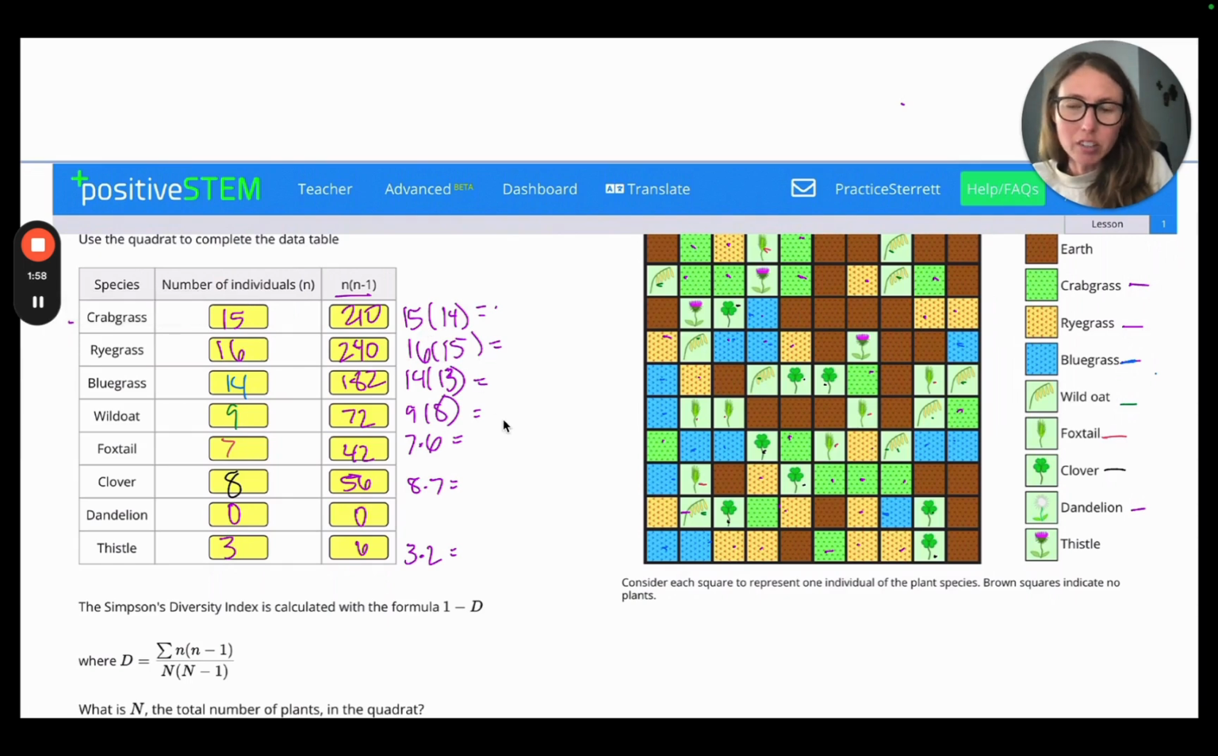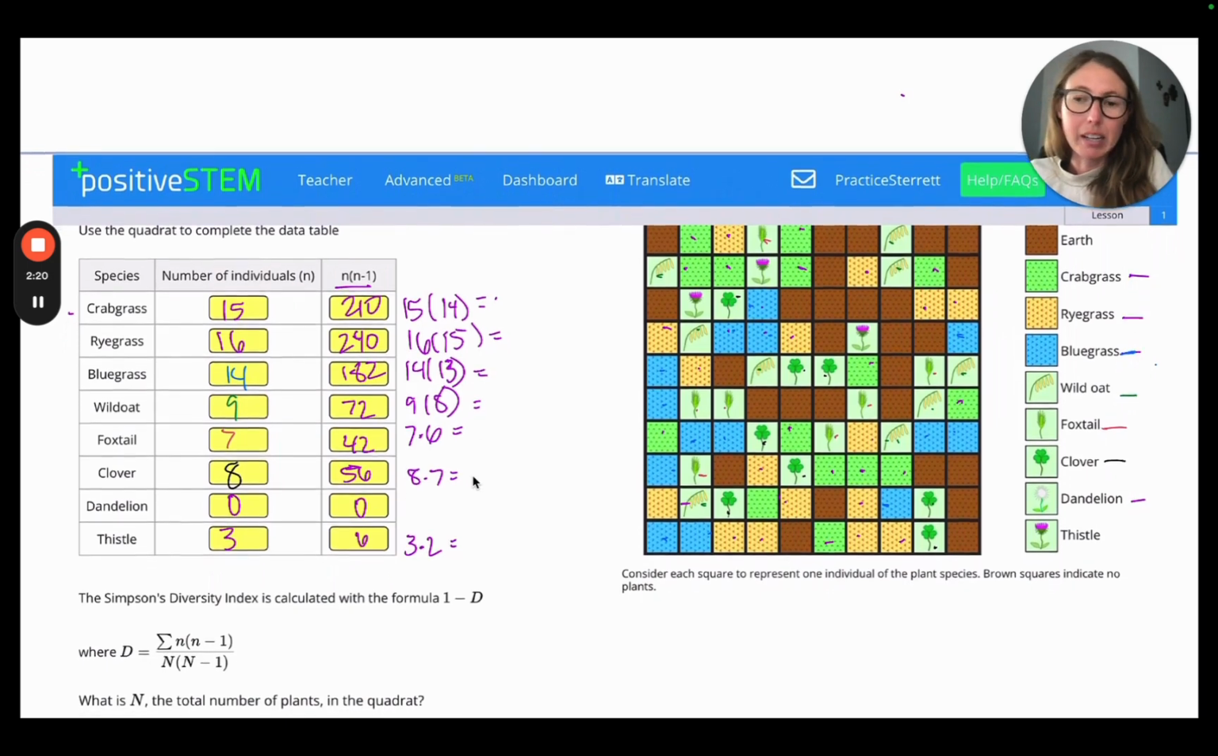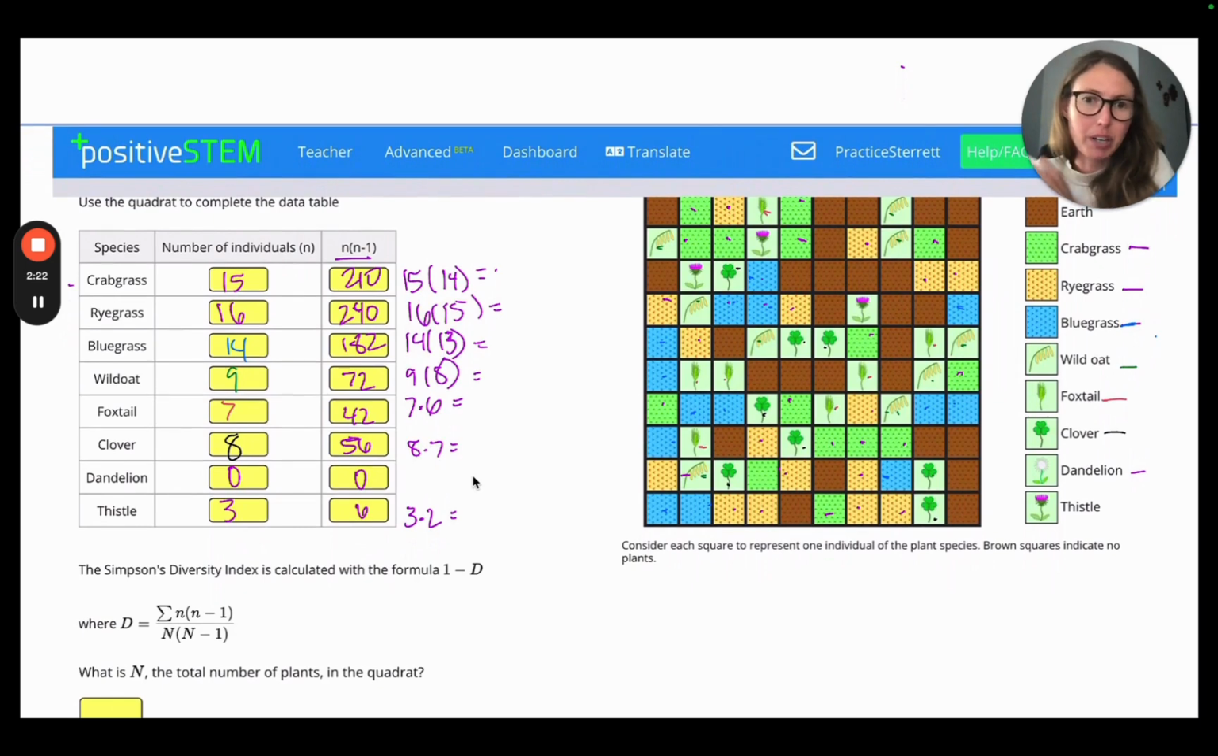Okay, so now I have all of my n times n minus 1s. You can see that if you get a 0, 0 times negative 1 is still 0, so you don't have to worry about that. But the numbers that are more represented get even a higher representation in the formula by multiplying them by those bigger numbers. So it just makes those ones that have a high abundance count for more.